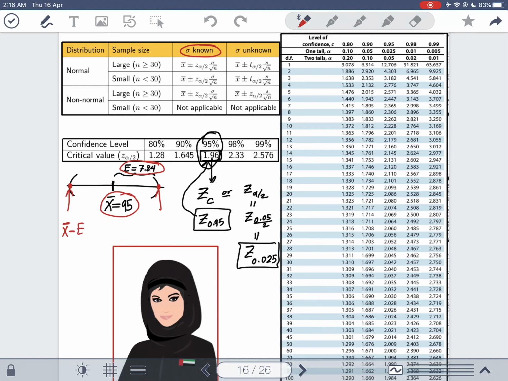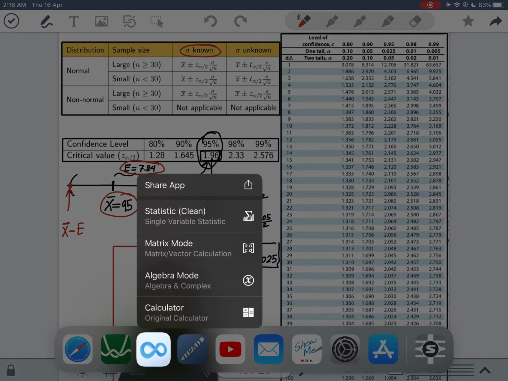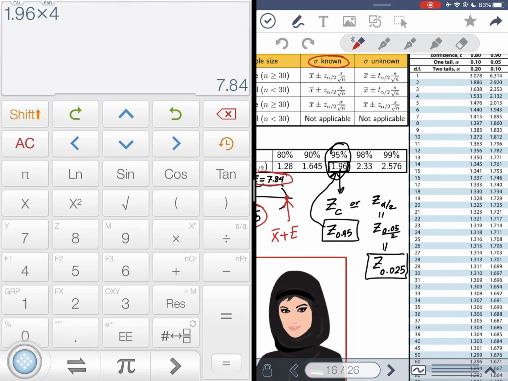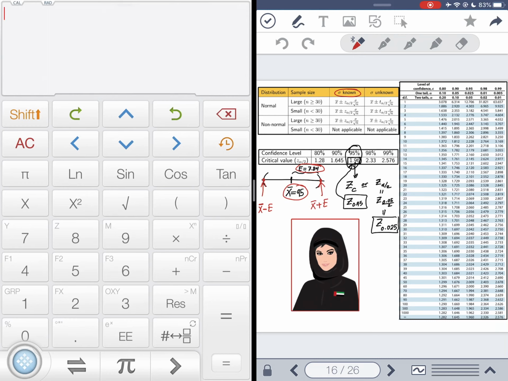And this point here will be x bar plus e. And remember, this e is the margin of error for the 95% confidence interval. So let's use the calculator to find it. The calculator gives us, let's see, I need 95 minus margin of error, which is 7.84, equals 87.16.